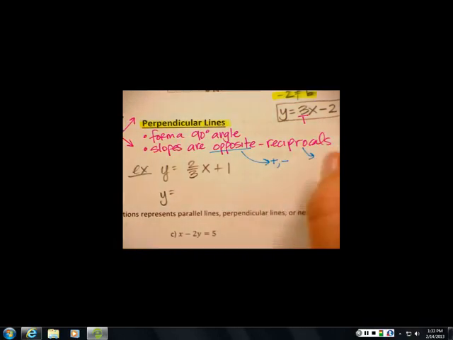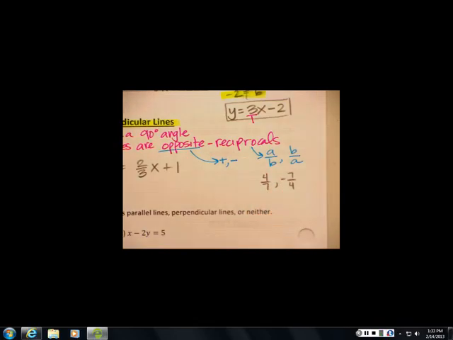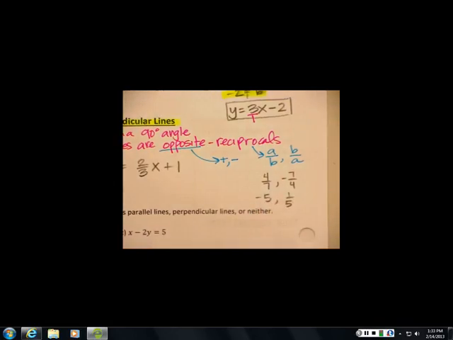When I say reciprocal, what I mean is a flipped fraction. A over B and B over A. These are reciprocals. Opposite reciprocals is where I combine that. So that might be 4 over 7 and negative 7 over 4, or negative 5 and positive 1/5. These are examples of opposite reciprocals. They have different signs, and they are reciprocals of each other.